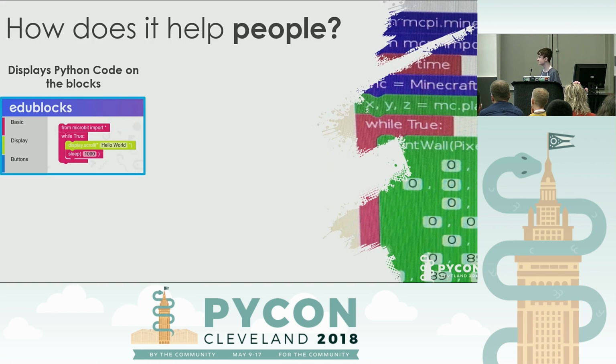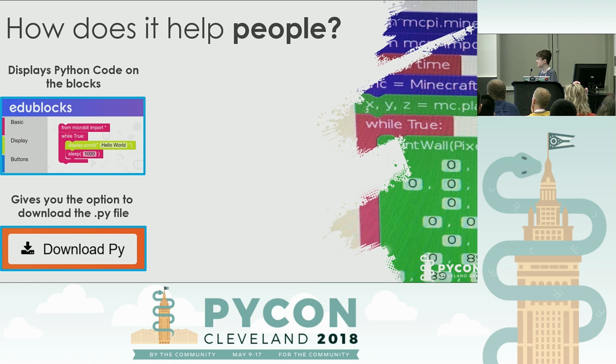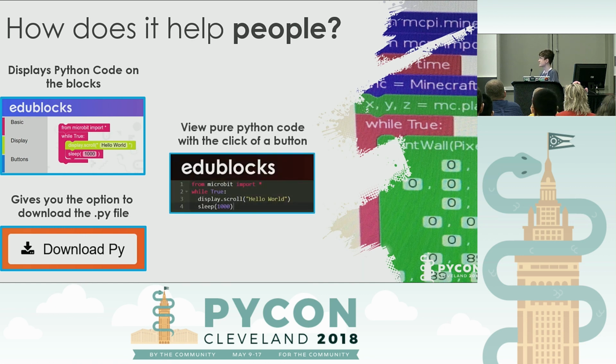So how does it help people? As I have already mentioned, you have the Python code on the blocks, so you can see what you're doing in Python, but you're doing it in an easy way. It gives you the option to download the Python file. Once you drag and drop your blocks and build up your Python program, you can then export it and edit it as a normal Python program. You've got a Python view, so you just click a button and you automatically get a text editor in which you can edit the code and see what it would be if you were typing it.